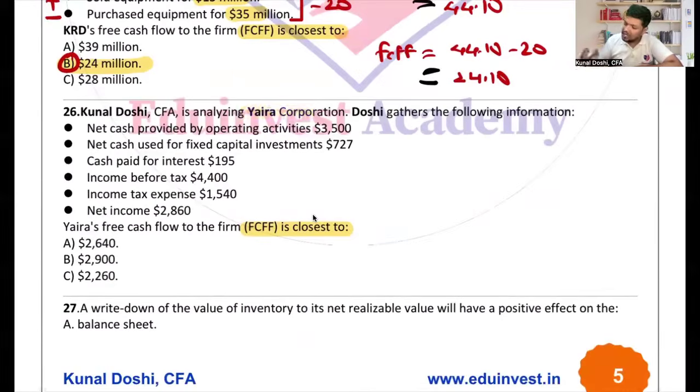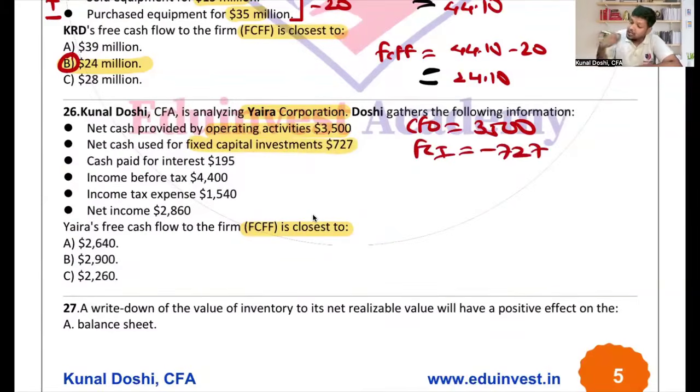Kunal Doshi is analyzing Yaira Corporation. Doshi gathers the following information: net cash provided by operating activities. So I already have my CFO, 3,500, correct? Net cash used for fixed capital. So guys, fixed capital investment is 727. This is used. Used is an outflow, provided is an inflow. Understood? All these minor things, it's better if you read it carefully. Don't be in a hurry.